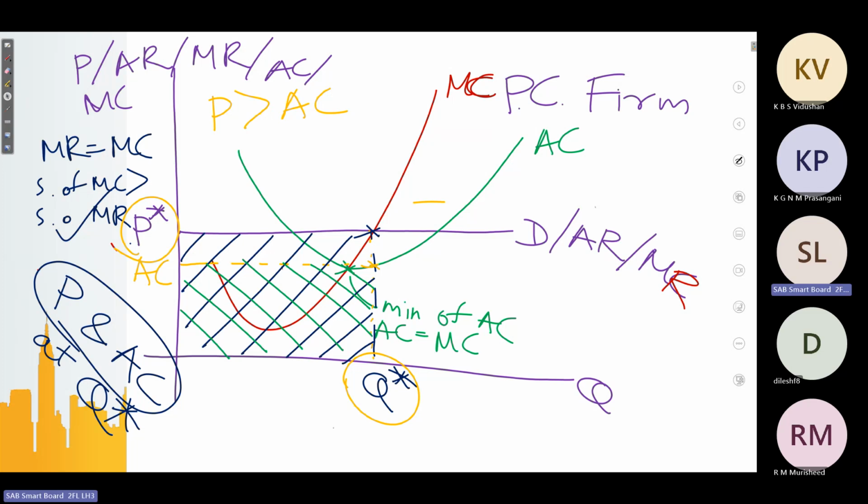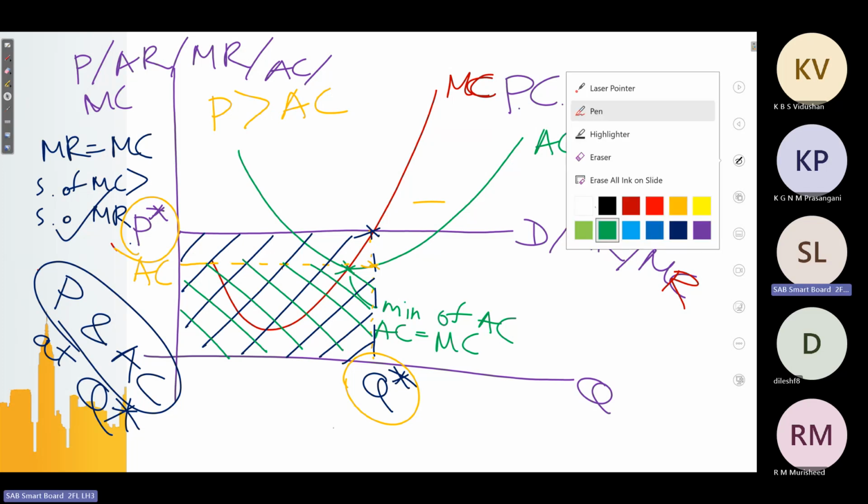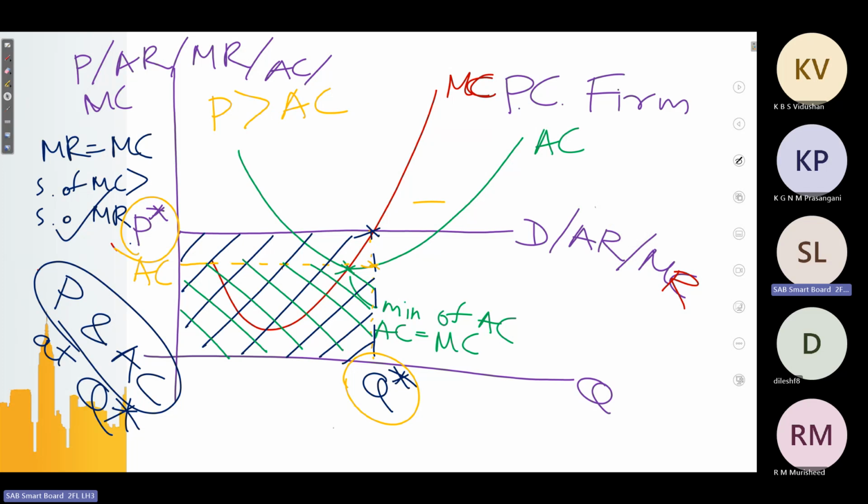Total revenue is the shaded area with blue color, and total cost is the shaded area with green color. Total revenue is greater than total cost, and this excess is the maximum profit. So this is the excess amount. This is the economic profit, the maximum economic profit.